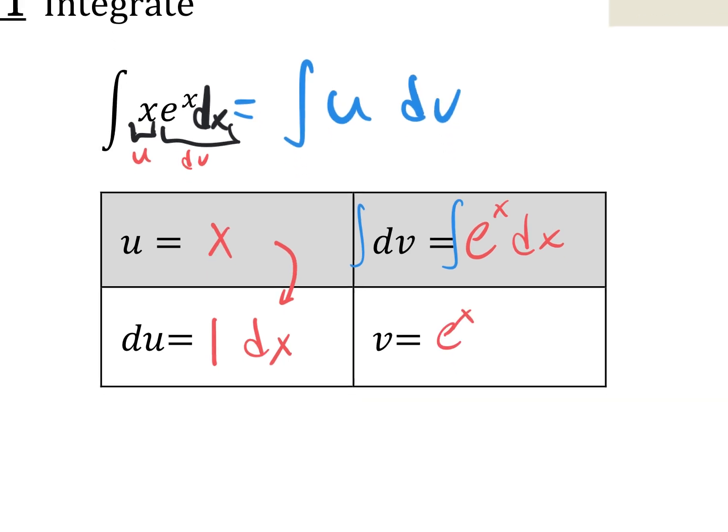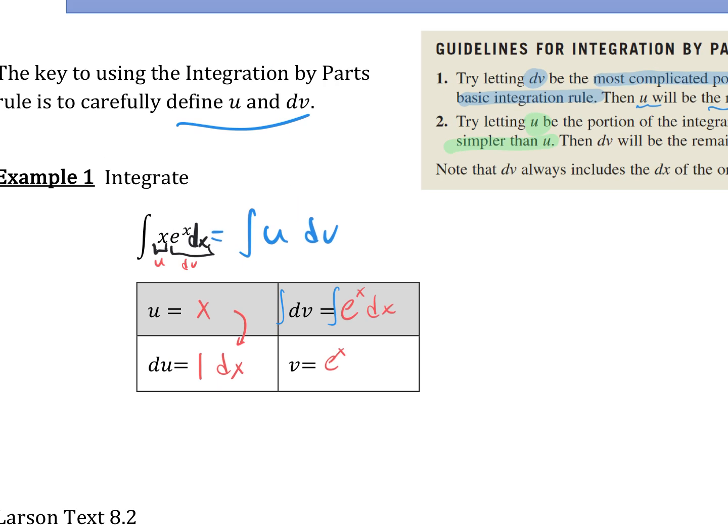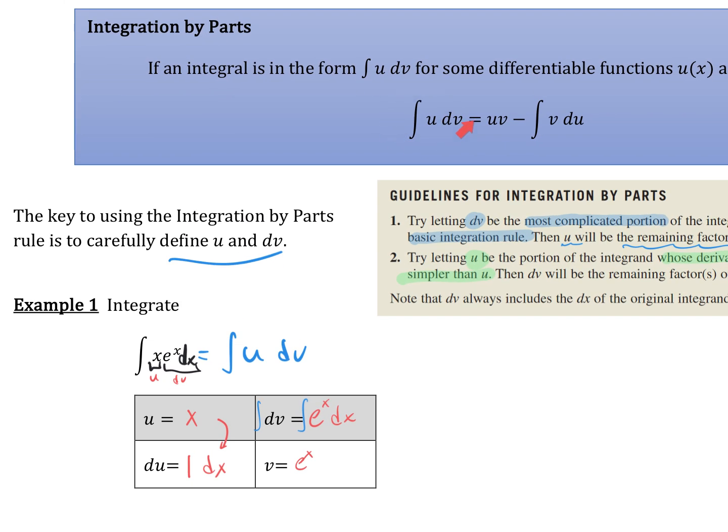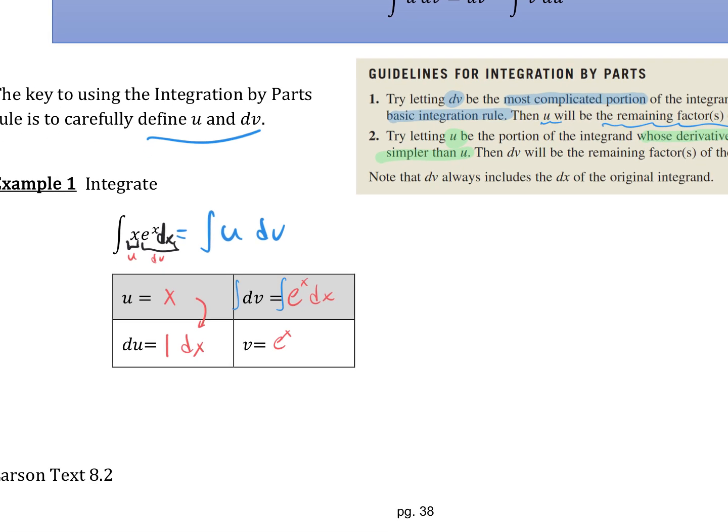So now we can use our definition from up here. We said the integral of u dv is equal to u times v minus the integral of v du. Something to memorize there. So we've got the integral of u and dv, which we already described here.